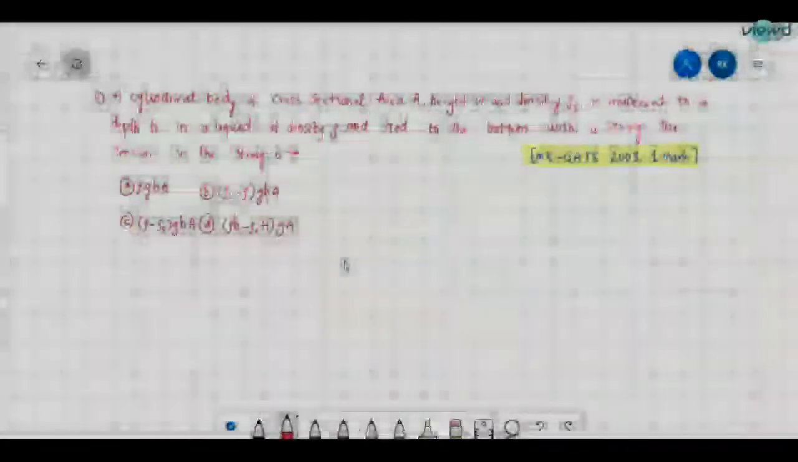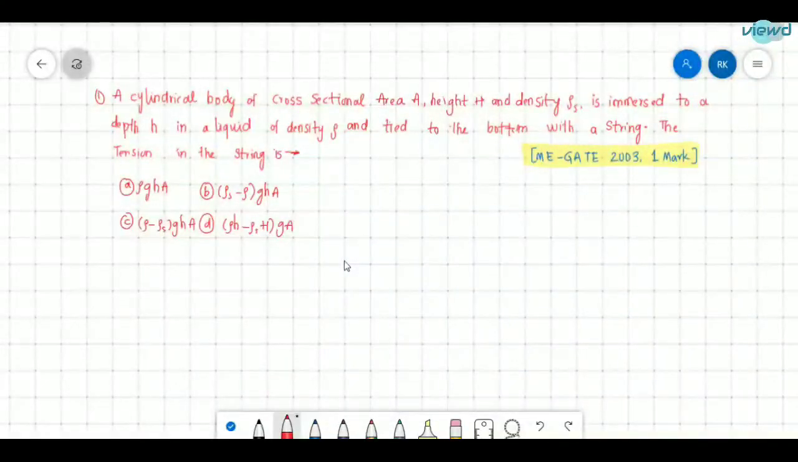Let us see some problems on buoyancy. In buoyancy, only from basic concepts the problems will be asked. So we will see which type of problems will be asked in GATE and ESE.